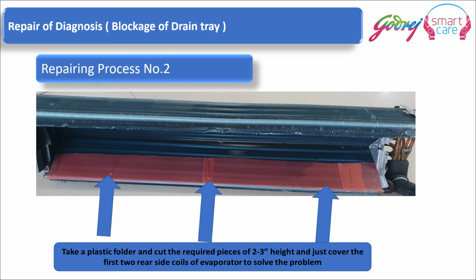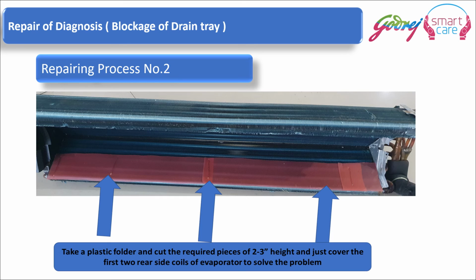In extreme cases, when after doing all the other rectification processes that were explained in the previous slides, we are not getting any good results, then what we have to do is take a plastic folder, that is a piece of rigid plastic, to the length of the indoor unit coil and at least 2 inches height, and place it as shown at the inner side of the rear part of the indoor unit coil, and then secure it with some wire clamps or clips.